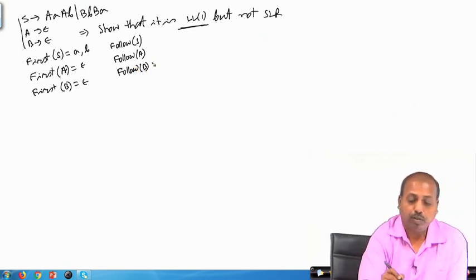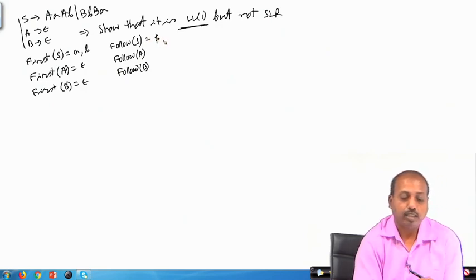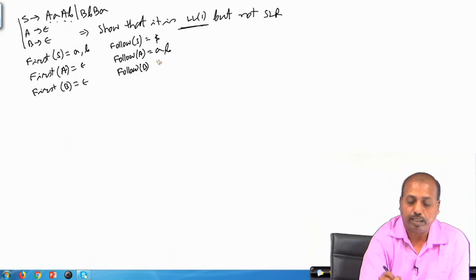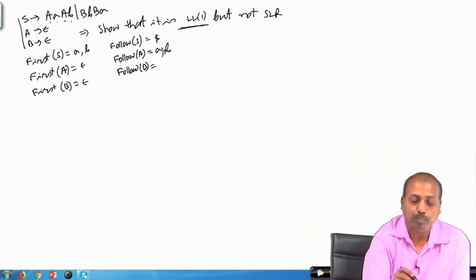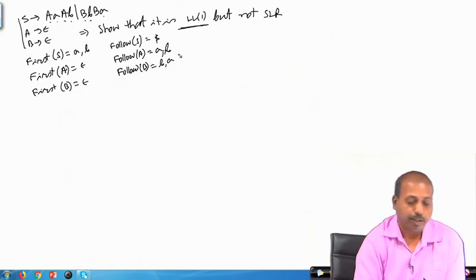Okay. So, follow of S, since S is the start symbol, dollar is there. Then follow of A: A can be followed by small a, and A can be followed by B, so this is also there. Similarly, follow of B: B may be followed by small b, and B may be followed by small a. So that is also the same, B or A.